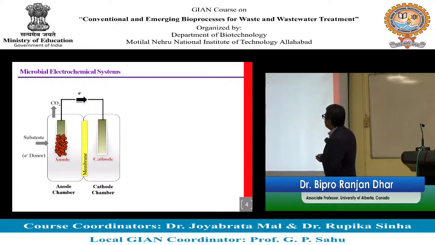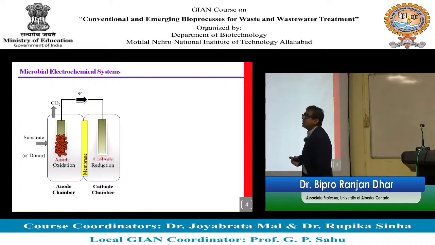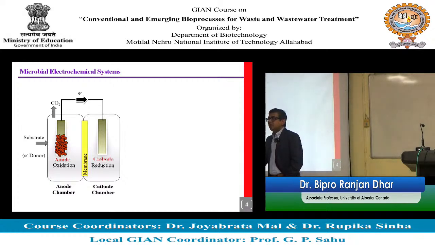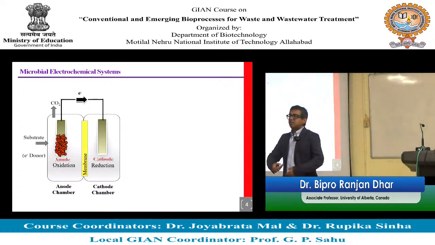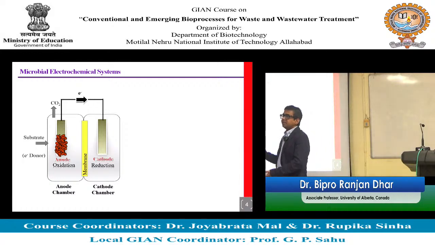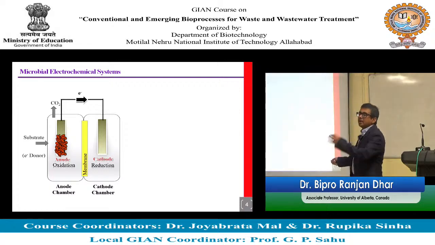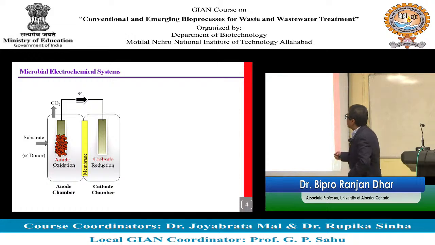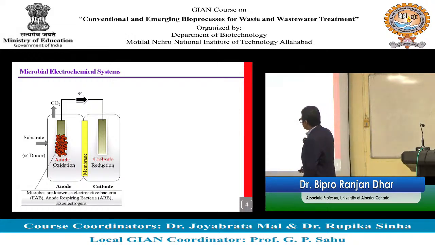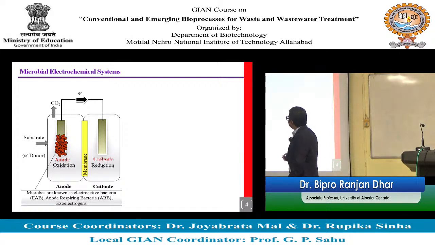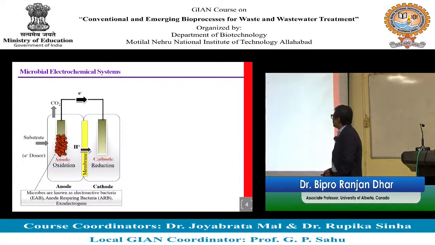Then, because of the potential gradient, the electron can transfer from the anode to the cathode. And at the cathode, you can manipulate the terminal electron acceptor, right? For example, in the activated sludge process, you provide oxygen and oxygen is reduced to water. So depending on the application, we can manipulate what we want from the microbial electrochemical system. We can manipulate the terminal electron acceptor here and get different types of value-added product.